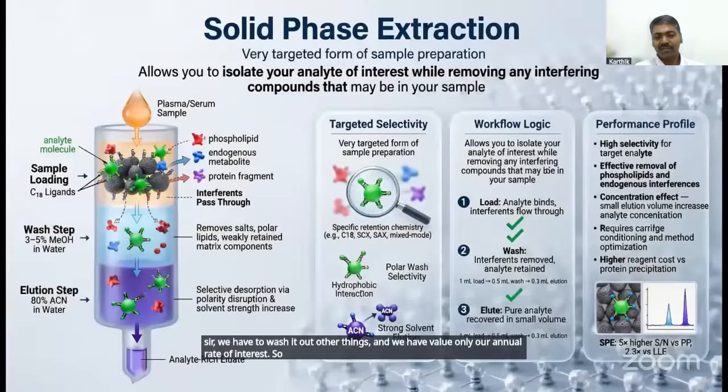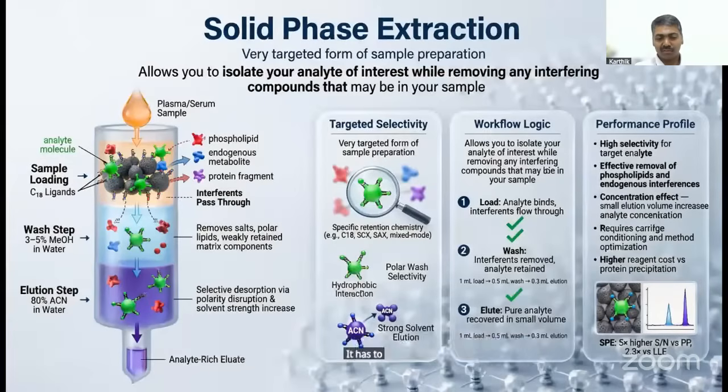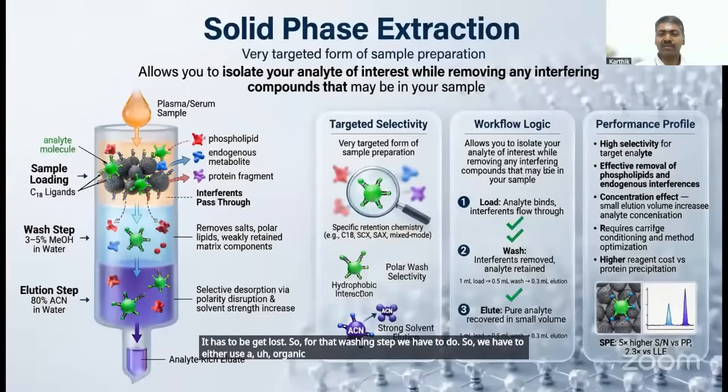The next step is the washing step. There we have to wash away the polar lipids, other matrix components and phospholipids, whatever is there. For the washing step, we either use 5% or 10% organic, like 5% methanol in water.